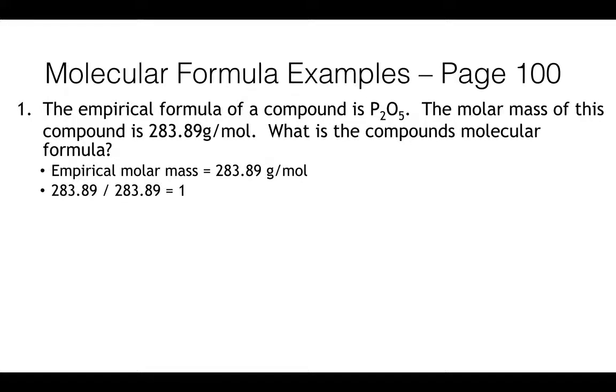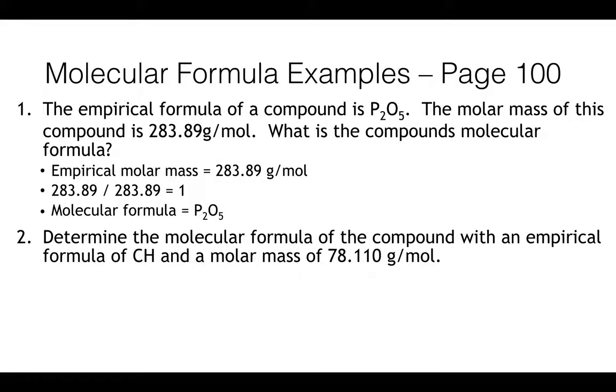Well, the molecular mass is 283.89. I'm going to divide that by the empirical mass, which is 283.89, to give us 1, which means the molecular formula is P2O5, which is the exact same thing as the empirical formula. So the empirical formula and the molecular formula can be the same thing. It doesn't always have to be different.